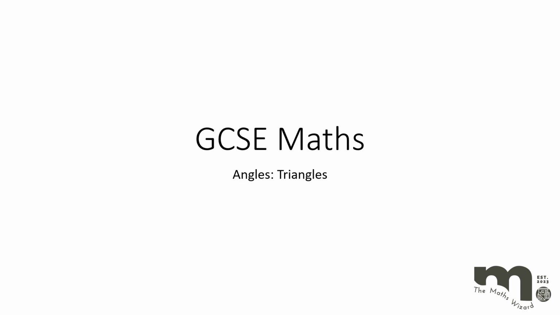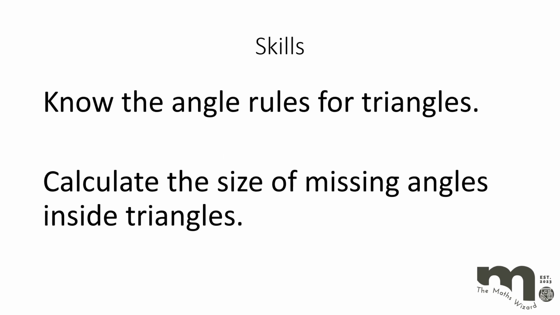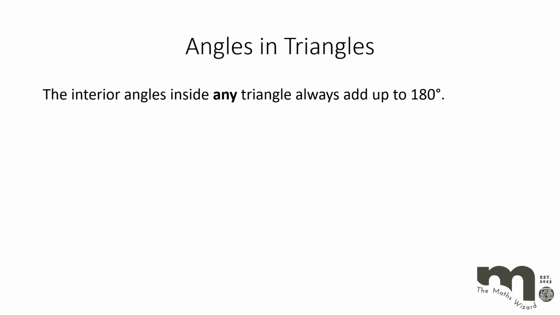Today we're going to be taking a look at angles in triangles. By the end of this video you should know the angle rules for triangles and you should be able to calculate the size of some missing angles inside triangles. So the first rule that we're going to mention is that the interior angles inside any triangle, doesn't matter which type of triangle it is, always add up to 180 degrees.